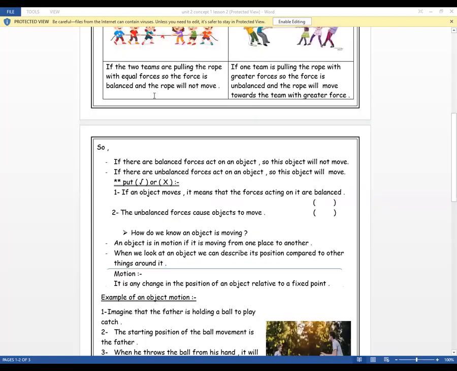After that, put right or wrong also. If an object moves, it means that the force acting on it is balanced. It will be wrong. Number two, the unbalanced force causes the object to move. The unbalanced, it will be right. Okay?